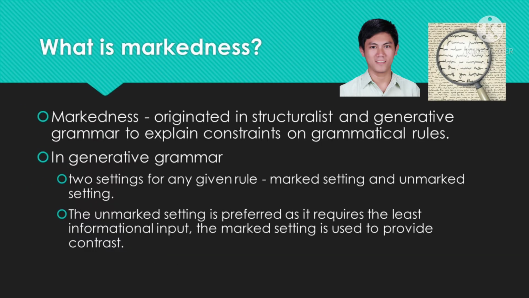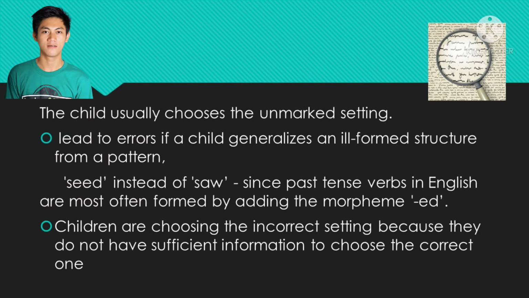But what is markedness? Markedness originated in structuralist and generative grammar as a way of explaining constraints on grammatical rules. In generative grammar, the way the child acquires language is explained by saying that there are two settings for any given rule, a marked setting and an unmarked setting. The unmarked setting is preferred because it requires the least informational input. The marked setting is used to provide contrast. The child usually chooses the unmarked setting.